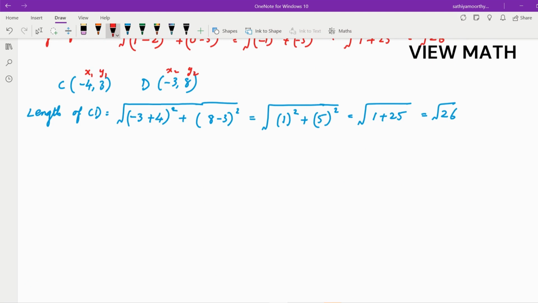I'm going to find out the length of the diagonal AC. A coordinate is 2, 5 and C coordinate is minus 4, 3. So this is my x1, y1, x2, y2. So I'm going to find out the length of AC, the diagonal AC.